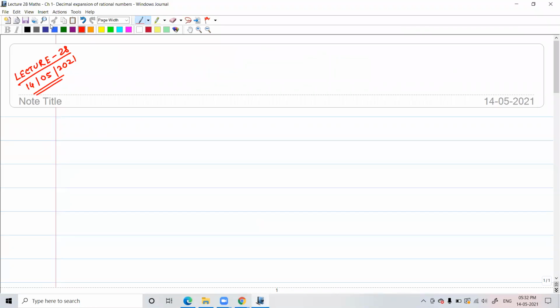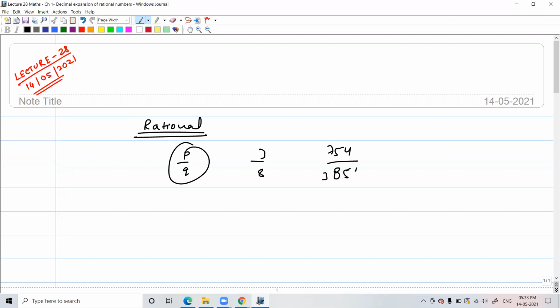So tell me, if I have a rational number, that means it can be represented in the form of p by q. So any fraction, what you see, some big number, small number, whatever you see, 3 by 8, 784 by 3856, whatever. Any fraction you see, it is a rational number, right? So if something is a rational number, what kind of decimal expansion can it have? Terminating.